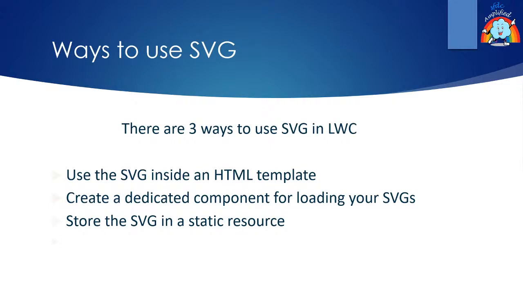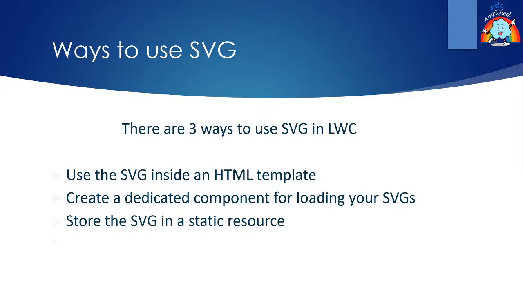So how do we use SVG? Basically there are 3 ways. Today I'll be trying to complete 2 ways. The first one is using the SVG inside an HTML template. And the second one is we can create a different component, like we have created 2 components previously. Similarly, we can create a different Lightning Web Component just for the SVGs, and we can call it with a decorator, as we have the @api decorator. So we can use that decorator and call that particular SVG property in any component.